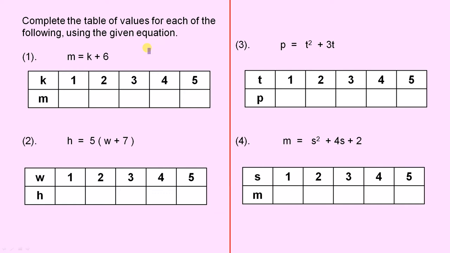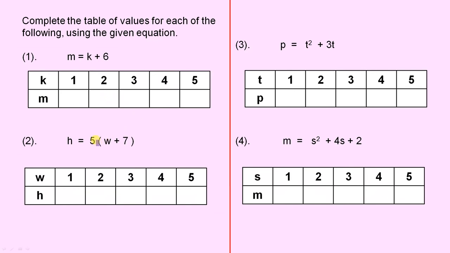Complete the table of values for each of the following using the given equation. So for the first example, the equation is m equals k plus 6. We have all these different values of k here, and for each value of k, we have to find a value of m. And the way we do that, we substitute the value of k into the equation. That will give us that value of m. For the next example, we substitute that value of k, and that will give us that value of m. So we do that for all of the examples.